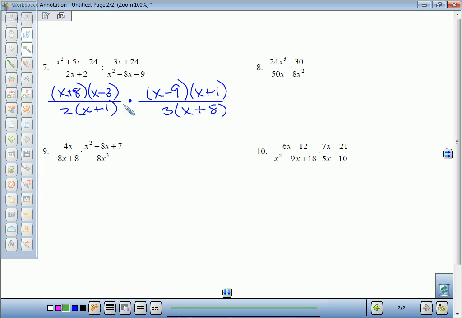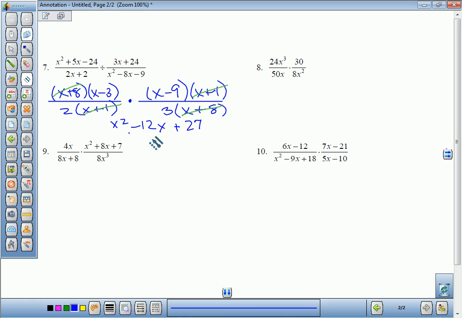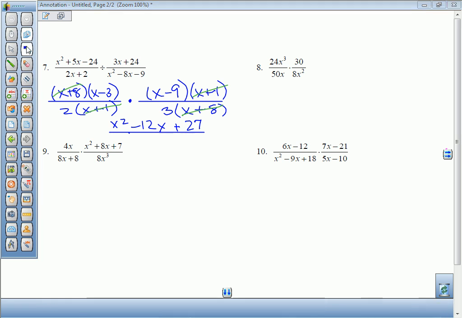So now I may cancel. The x plus 1's cancel, the x plus 8 cancel. So in the numerator, I'm left with x minus 3 times x minus 9. In the denominator, I'm left with 2 times 3. So when I multiply this back, it gives me x squared minus 9 minus 3, which is a minus 12x, and then plus 27 over, let's see if I can do a better job with the line, over 2 times 3, which is 6.